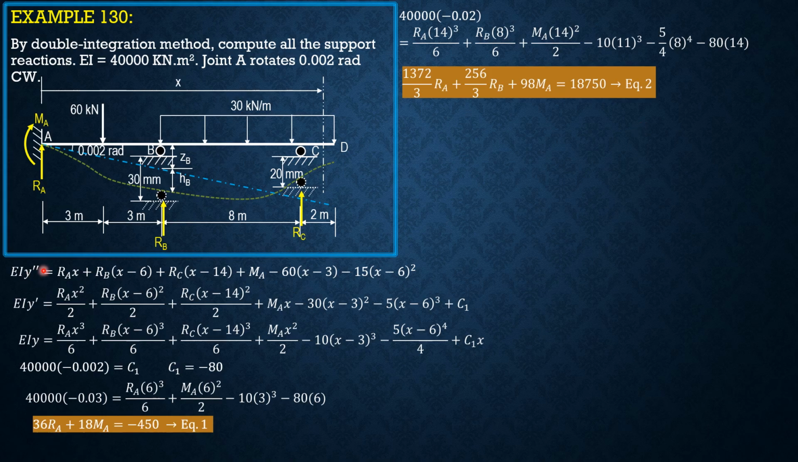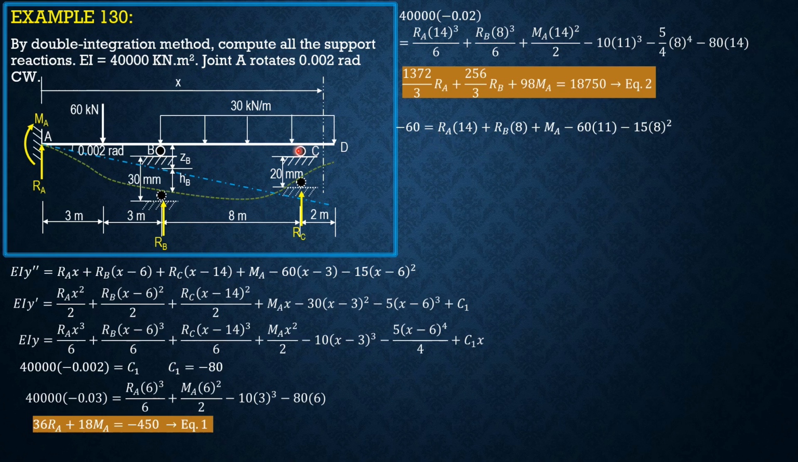Then for the third equation, because EIY double prime is moment, when x is 14, here at C, the moment at C is negative, since clockwise is positive. So MC plus 30 times 2 times 1, so M sub C is negative 30. When x is 14, moment at C is negative 30, so let's substitute it in this equation. Negative 60, 30 times 2 times 1, so negative 60 equals RA times 14 plus RB times 8 plus 0 plus MA minus 60 times 11 minus 15 times 8 squared.